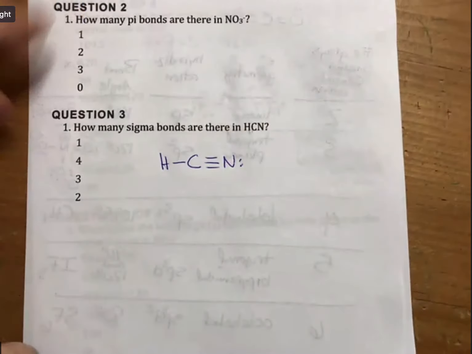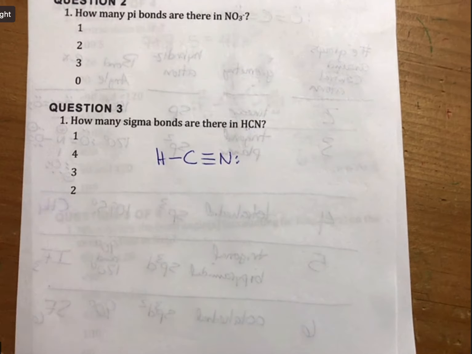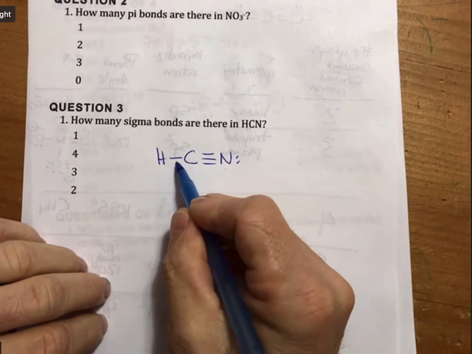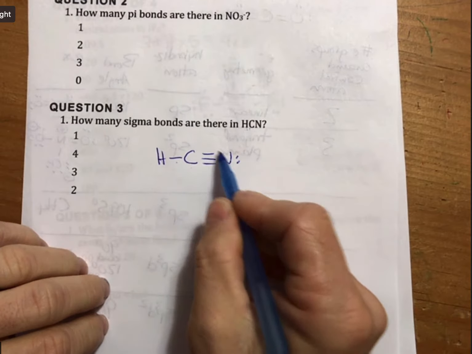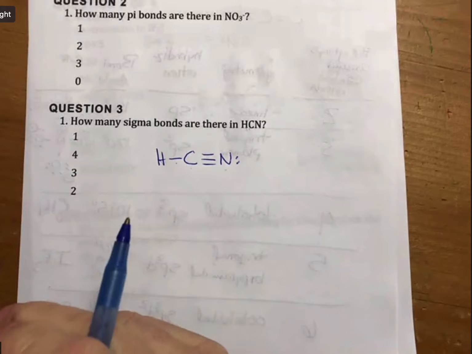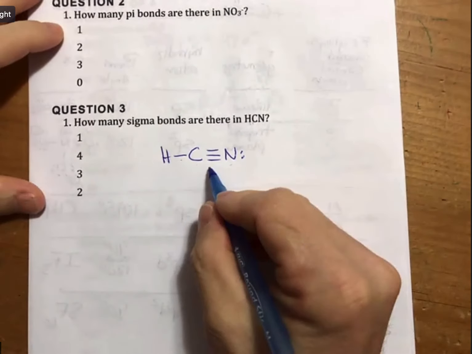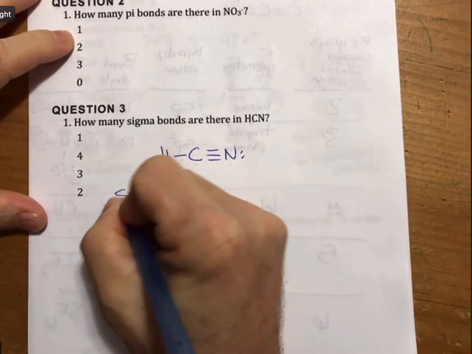If you draw the best Lewis structure for HCN, you will see that it has a triple bond between the carbon and the nitrogen, and a single bond between the hydrogen and carbon, of course, and that with this configuration, each of the atoms has 0 formal charge. Now, let's talk about what a sigma bond is.